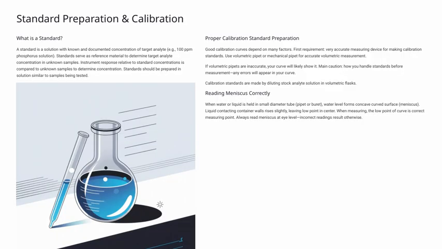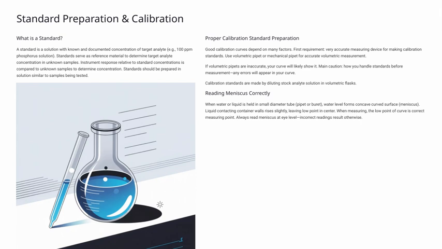Let's talk about standard preparation and calibration. First, what exactly is a standard? Well, a standard is a solution with a known and documented concentration of the target analyte, like a 100 ppm phosphorus solution. These standards are essential because they serve as reference materials. By comparing the instrument's response to the standards, we can determine the concentration of the analyte in unknown samples. It's important that standards are prepared in solutions similar to the samples we're testing to get accurate results.